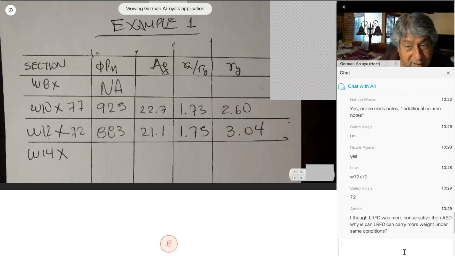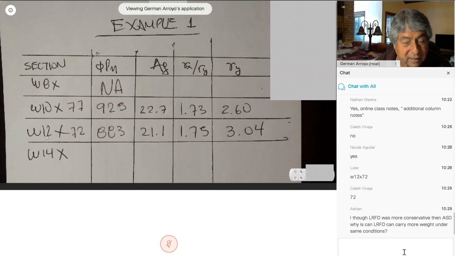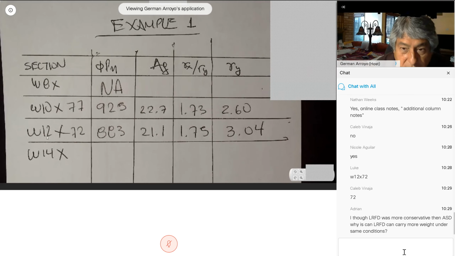And I want to emphasize that LRFD is one philosophy of design. ASD is a different philosophy of design. One uses factored load. It factors the service load, 1.2, 1.6. The other one uses the service load. One uses the phi factor. The other one uses safety factor.